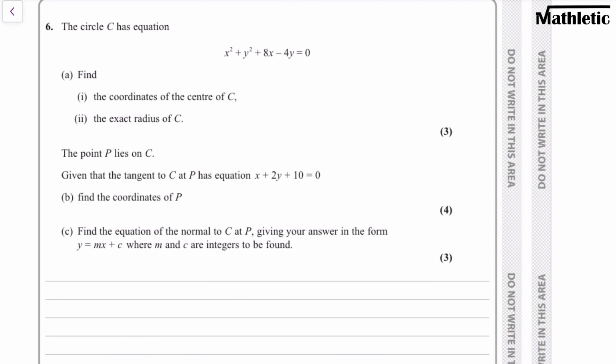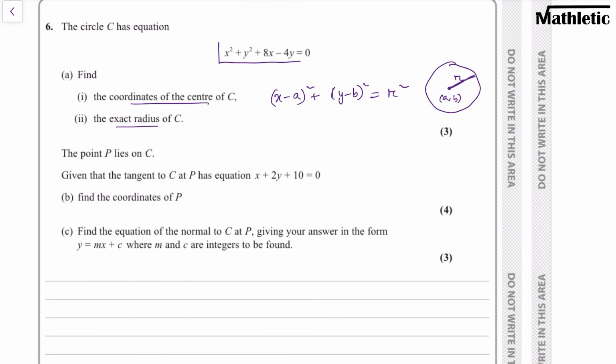Number 6 is from the chapter coordinate geometry, and it's based on the circle equation. So the general equation of a circle is x minus a whole square, y minus b square equals r square, where a and b are the coordinate of the center of the circle, r is the radius. So we need to find the center coordinate, we need to find the radius.